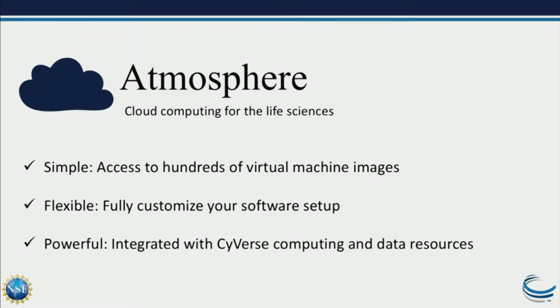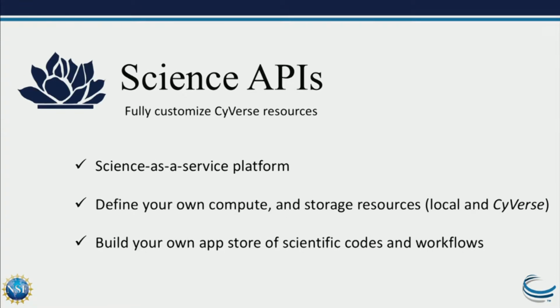Atmosphere is our cloud computing resource, and it gives you access to hundreds of virtual machines, fully set up, fully customized computer setups. If you've never used cloud computing in research or want to get a little more understanding of how that might be useful to you, we'll cover that in this demo. That's the last one we'll do. The other pieces we won't necessarily demo today, but you should know about them. The science APIs allow you to customize how you use CyVerse resources, and they're useful if you're a bioinformatician or developer.